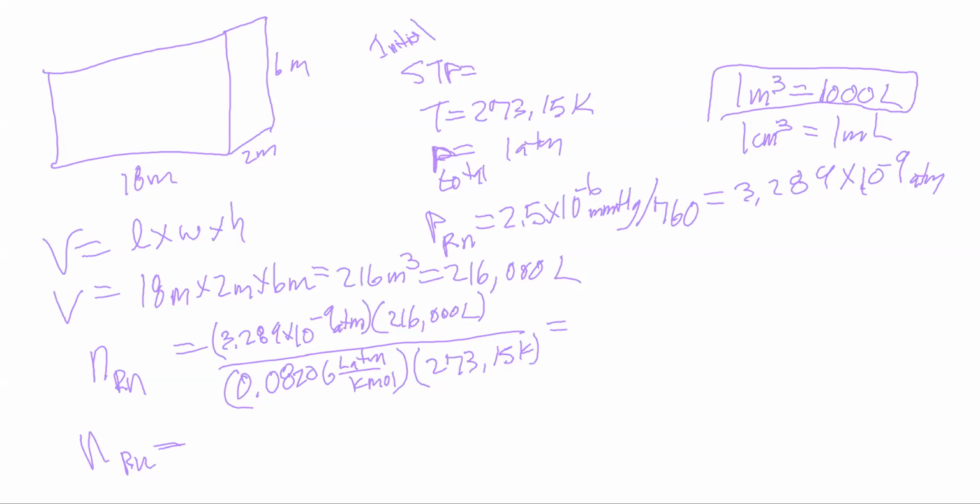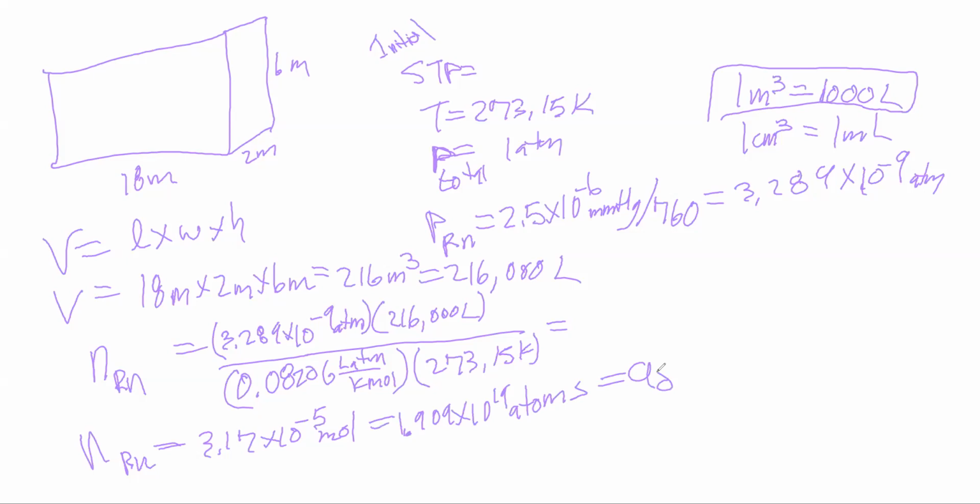We got 3.17 times 10 to the negative 5 moles. Very good. So we have 3.17 times 10 to the minus 5 moles. And if we wanted that in atoms, we just multiply that by Avogadro's number. So this is our A naught, that's our initial.